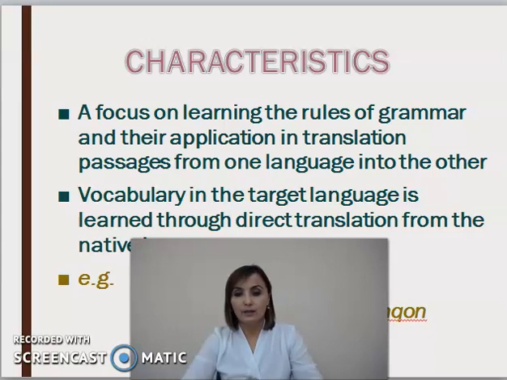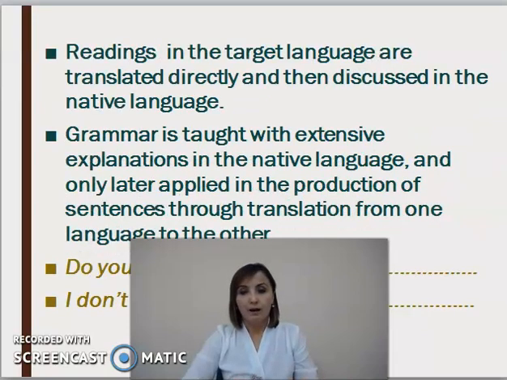The next word is the mouse, el raton in Latin, sichqon in Uzbek. Now we have compared translations of two words in three languages: English, Latin, and Uzbek. Readings in the target language are translated directly and then discussed in the native language.